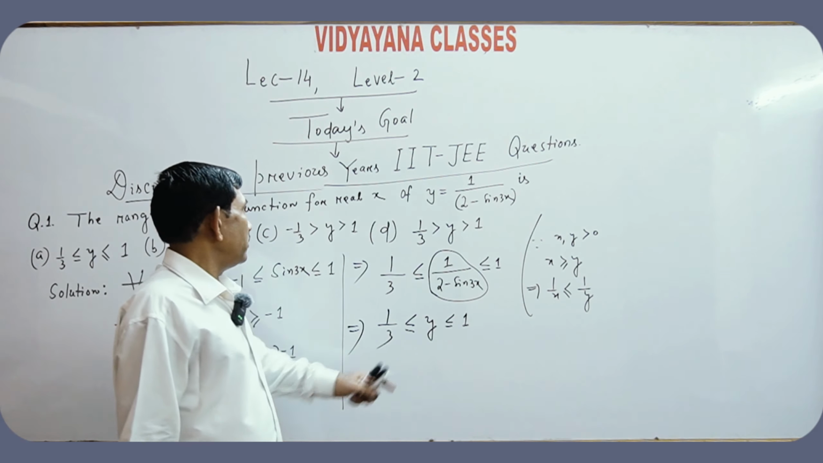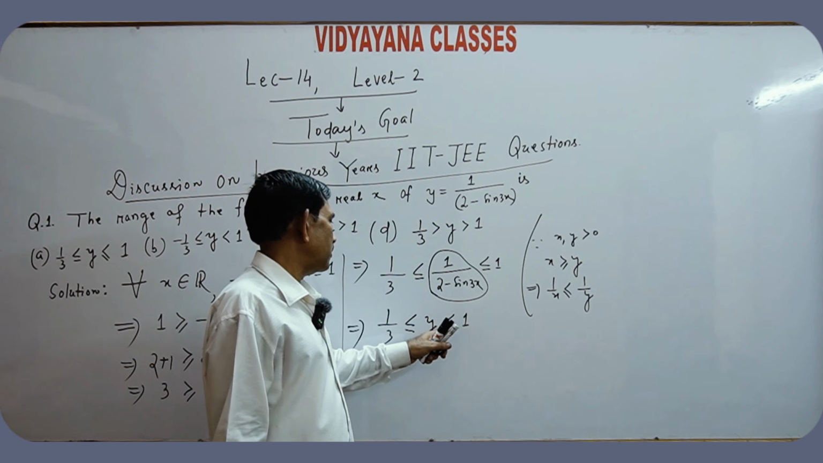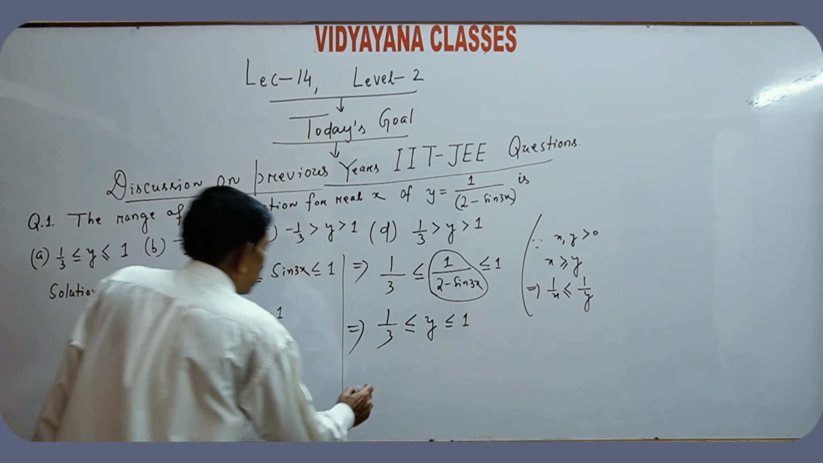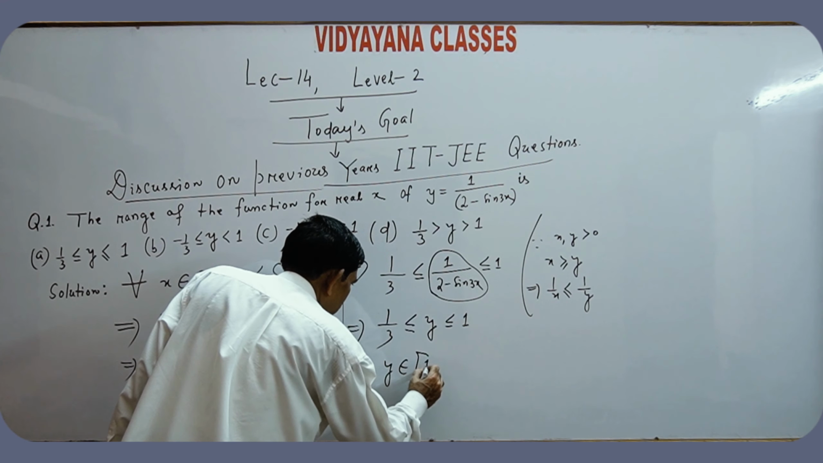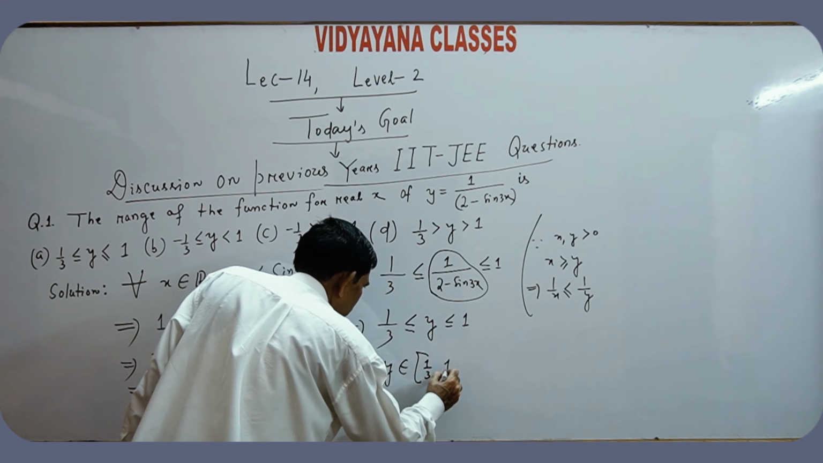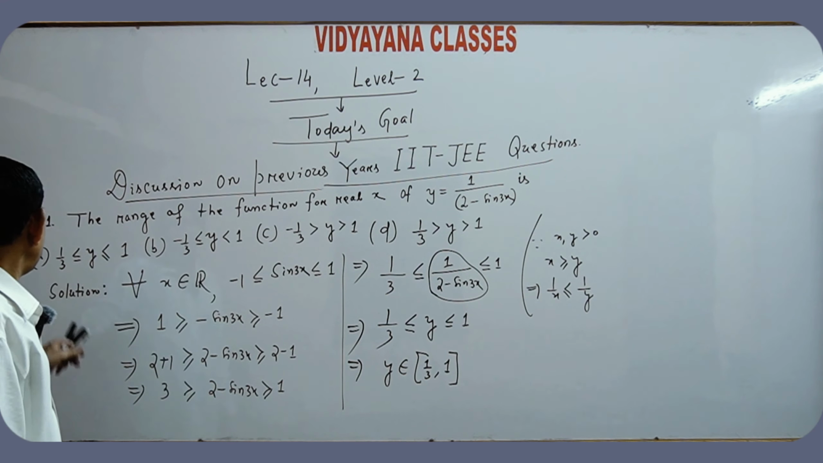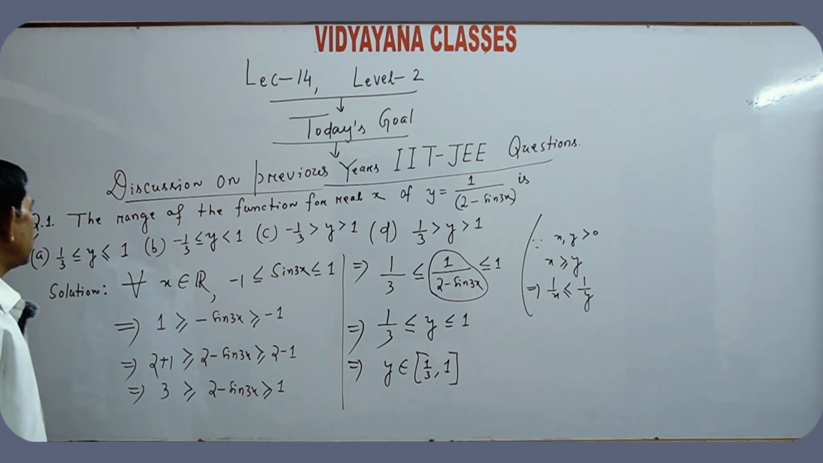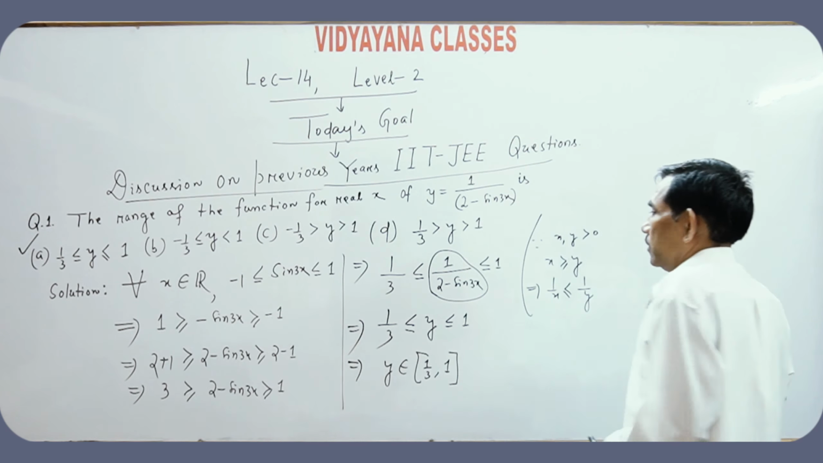So the range of the given function is the closed interval 1 by 3 to 1, which implies y belongs to the closed interval 1 by 3, 1. So the correct option is A. That means y greater than or equal to 1 by 3 and less than or equal to 1 is the range.